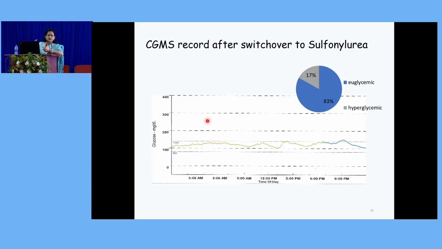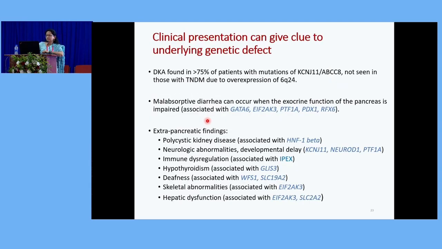So this was the CGMS record on insulin, and this was the record on sulfonylurea. So you see a very, very dramatic change with sulfonylurea, no hypo, no hyper. Why? Because it's acting very physiologically. How does sulfonylurea act? It acts on the SUR1 region and it keeps the channel open.